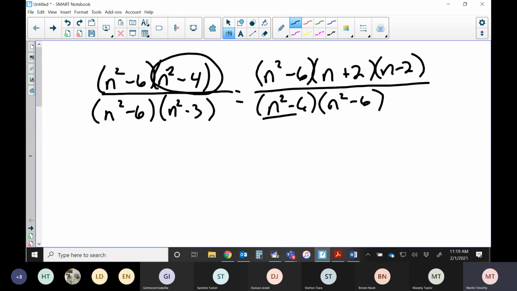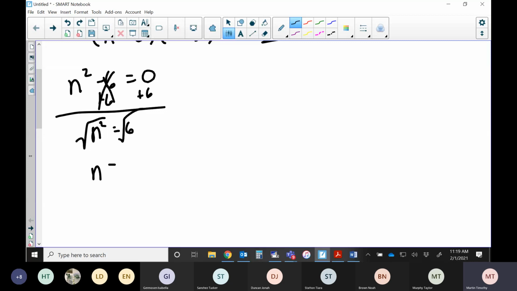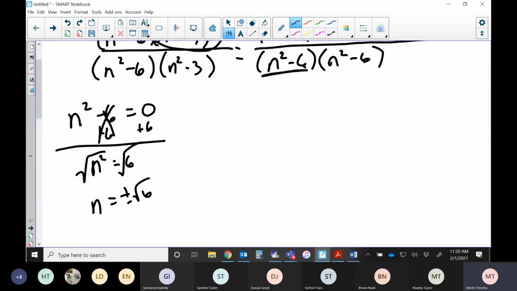exclusions. So what makes this 0? If you can't see it, remember, just take it to the side and set it equal to 0. Add 6, add 6. N squared equals 6, square root. You put the square root sign in there, therefore you must put the plus or minus sign, and so you should get n equals plus or minus the square root of 6. That's one of the exclusions. And then you do the same thing for the other bubble. Oop, that was supposed to be a 3, not a 6.